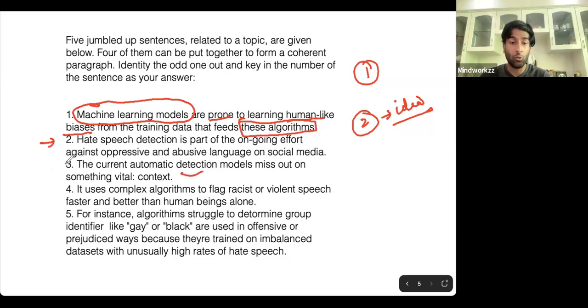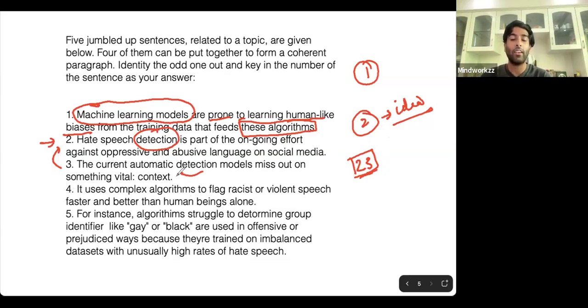So this could be something being talked about here, related to sentence number 2, that hate speech detection is part of the ongoing effort, and the current automatic detection models miss out on something vital, which is context. So it could be true that 2 and 3 are together. I'm not saying they're necessarily going to be, but it could be, because it sounds good that you want to detect hate speech, and the current models that want to detect it are missing out on something vital, which is context.